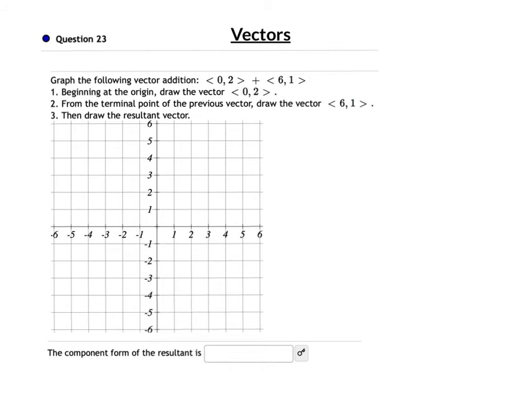Question 23. Graph the following vector addition. In component form, we have the vector 0, 2. So we're starting at the origin. X is 0, y is 2, and we'll end up right there. From there, we're going to add to that the vector 6, 1. Now what that will do is move a distance of 6 for X, so over 6 and up 1. We're going a distance of 6 for X and 1 for Y.